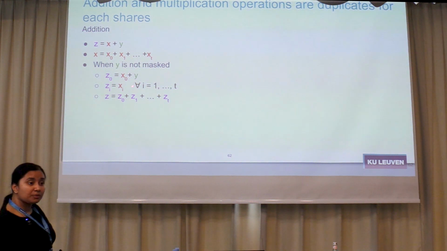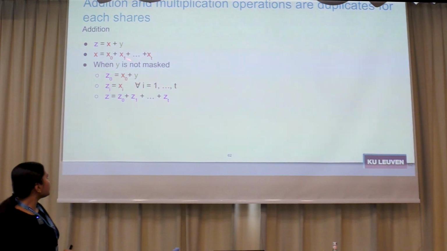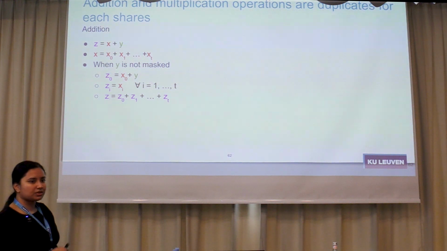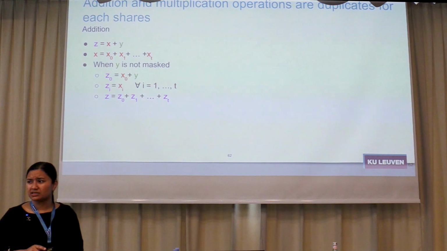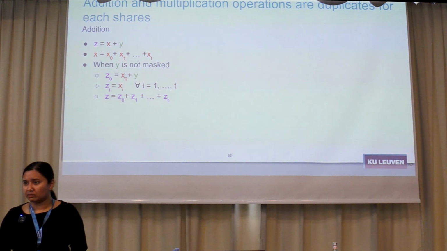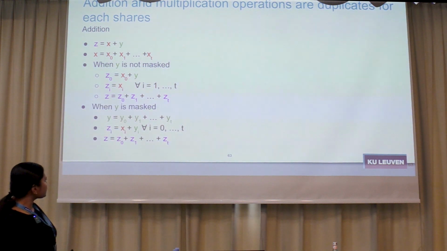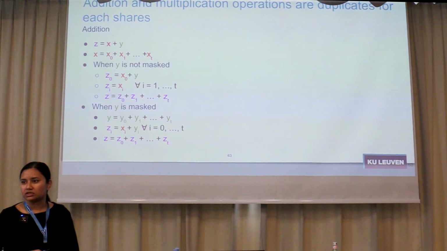Z0 would be x0 plus y, and all others, zi for i from 1 to t, would be the xi shares. It's still secure because your x shares are the random ones. So that's how you do masking when one variable is masked and the other is unmasked, so you don't need to mask it. And if y is masked, then it's also easy, because you can do share-wise addition, xi plus yi, and that gets you the shares, okay?